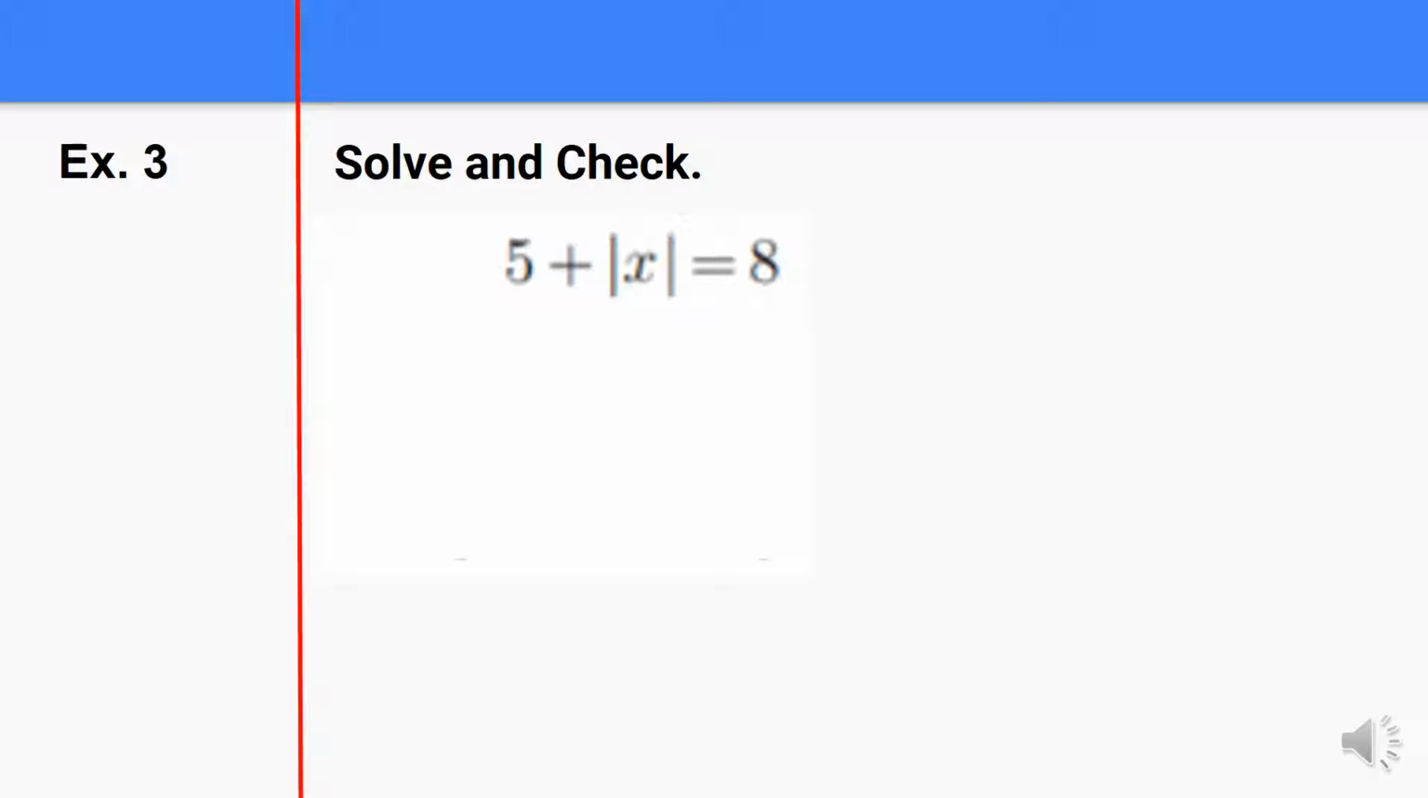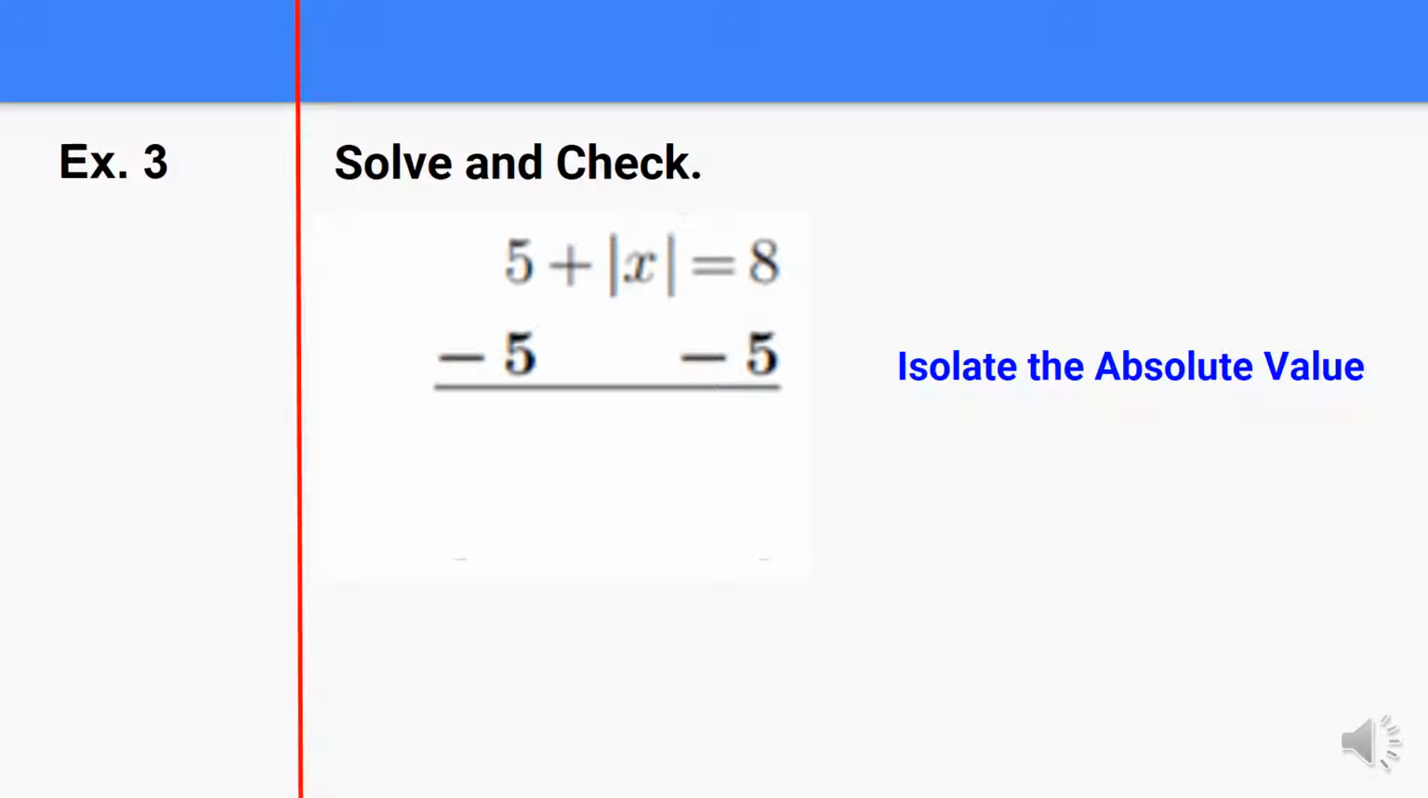Example 3 looks a little bit different because this time on the left side, we have not only the absolute value sign, we have a number outside of the absolute value. So we're not going to start by creating opposite equations. We're going to start by isolating the absolute value. We need to move that 5 from the left side to the right side. We can do that by subtracting 5 from both sides. That's the only way to get rid of it on the left and get that x in the absolute value all by itself. That's what we want to see.